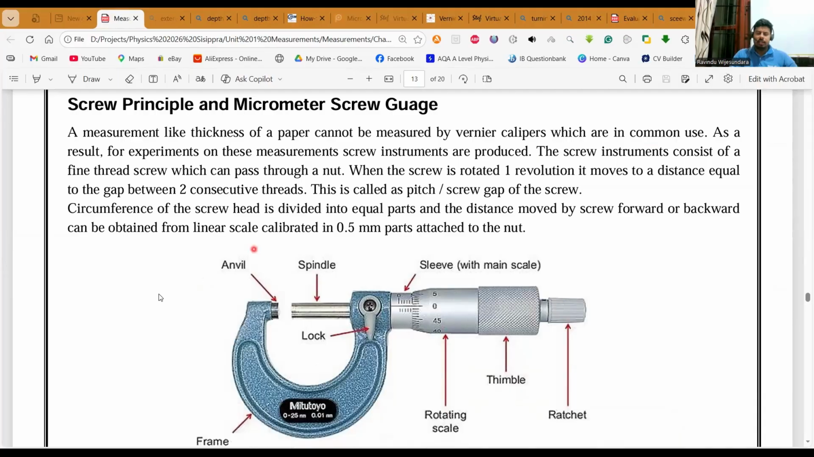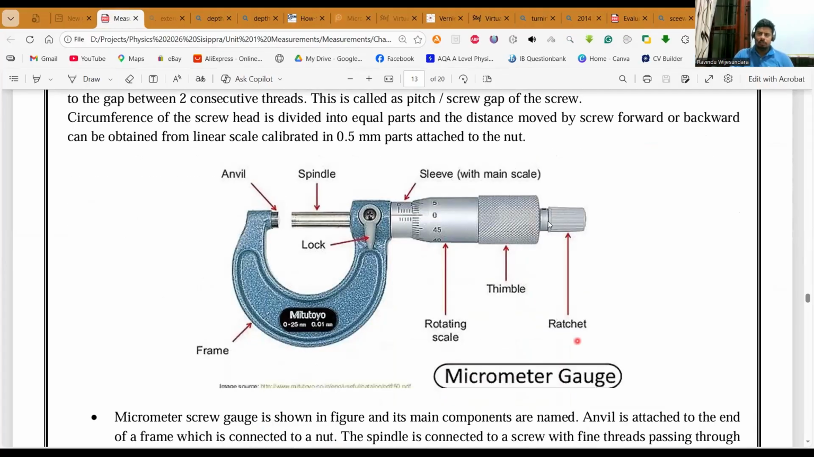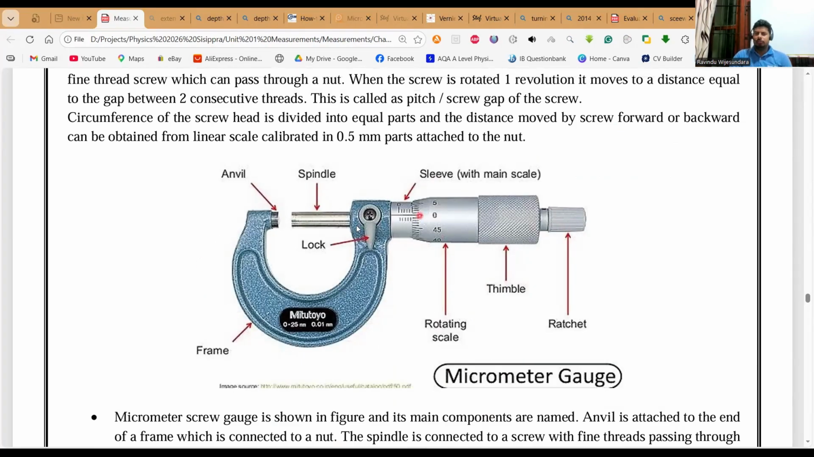So you can see in the diagram that this is the instrument that we labeled as the micrometer screw gauge. So today I will take just an introduction to the equipment. Then next week we will discuss how to read the micrometer screw gauge.